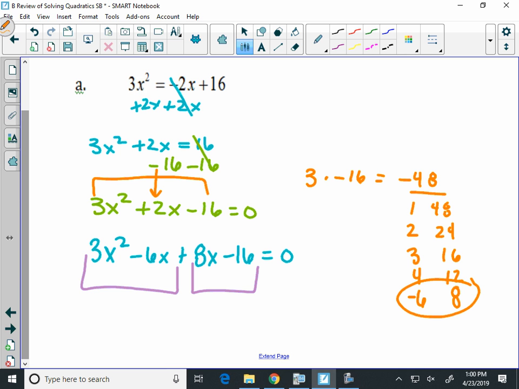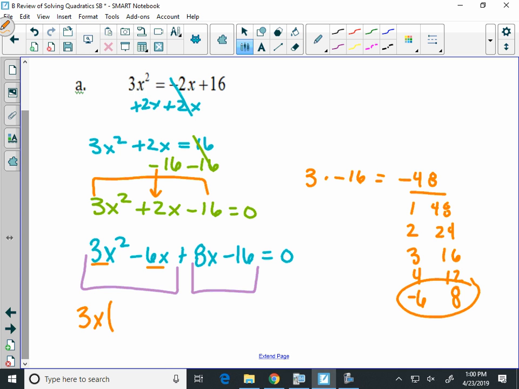And when we group, we factor out the GCF for each group. So if I look at my first group, the GCF between 3x squared and 6x. Well, between the numbers, I can take out a 3. And between my variables, I can take out an x. So my GCF for the first group is 3x. So then we write our leftovers.